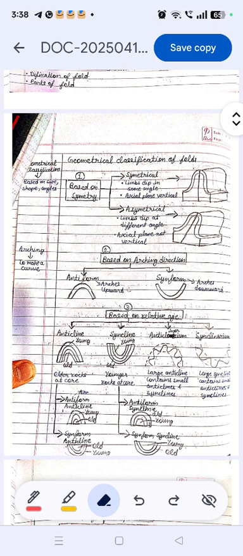Antiform syncline, here the younger rocks are at the core and it is arching upwards. Synform syncline, here younger rocks are at the core but it is arching downwards. Anticlinorium, it consists of a large anticline which consists of small anticlines and synclines. Synclinorium, here it is a large syncline containing small anticlines and synclines.